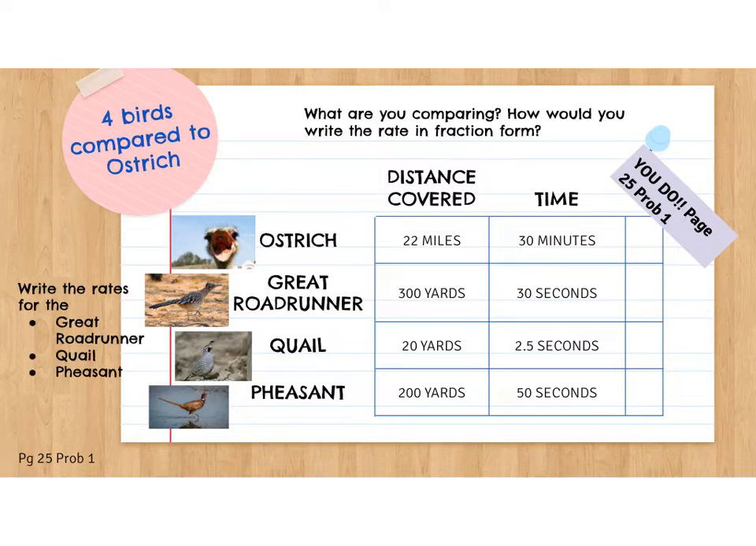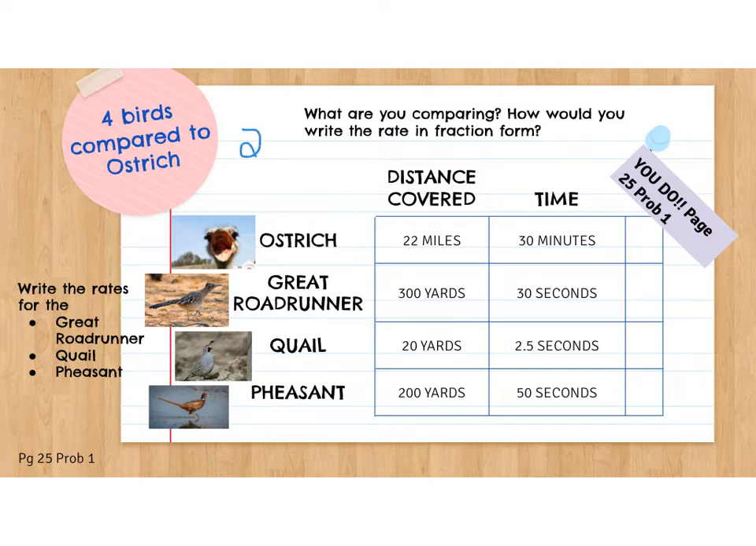All right, let's look at some information in a table. What are we comparing, and how do you write these rates in fraction form? We've got 4 different birds, and for each bird we have the distance they traveled over a specific period of time. And how do you write this in fraction form? I'll do the first one for you, and you can do the remaining 3 in your textbook.